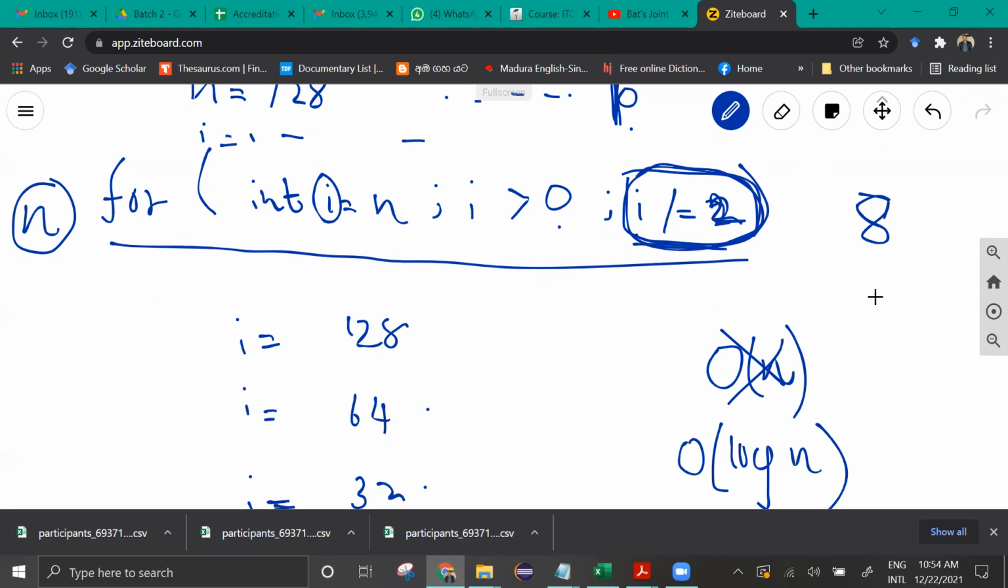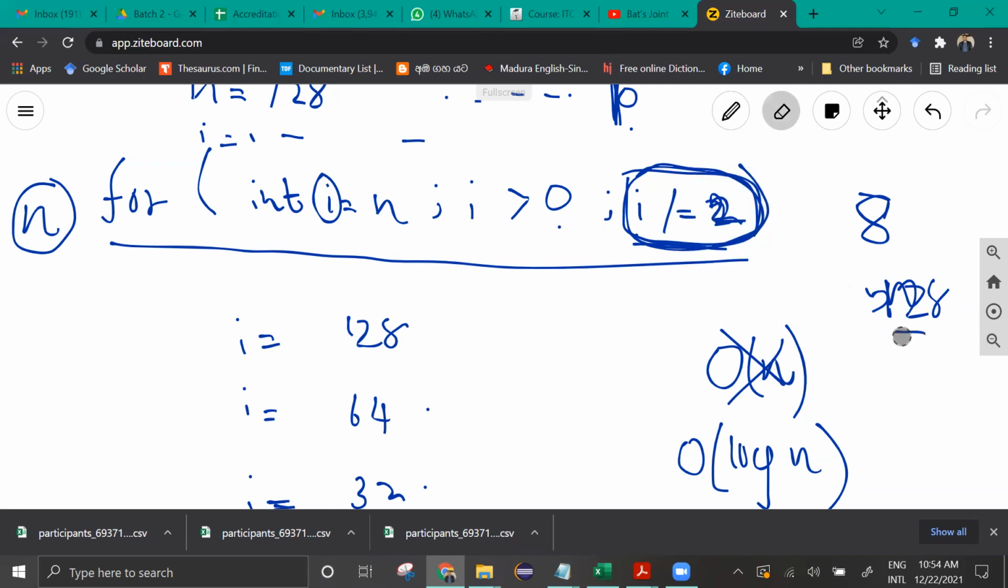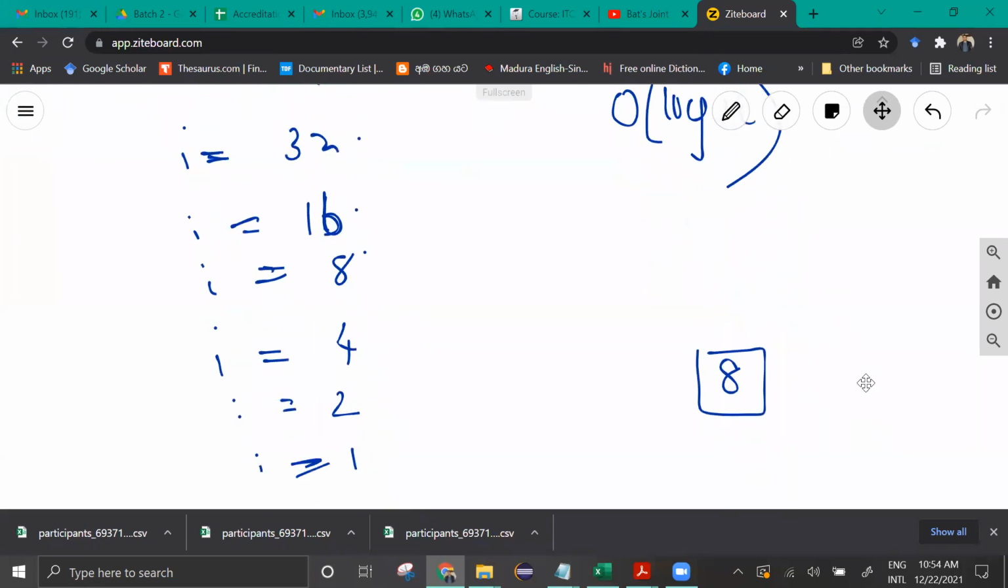It is divided by 2. So basically, it is approximately log n. If n is 128, that is 2 to the power 7. So the value would be 7, right? 7 steps. That is similar to the approximate log n value.